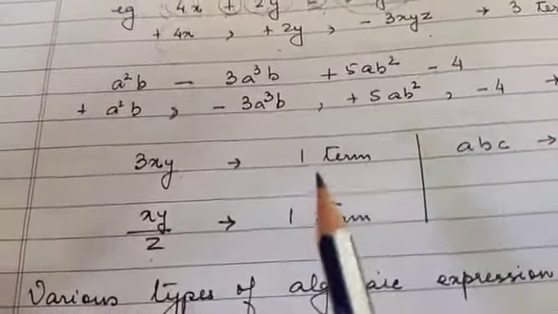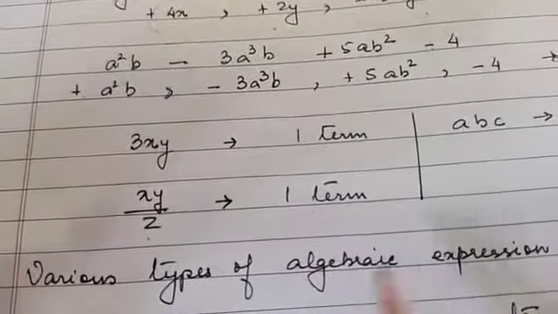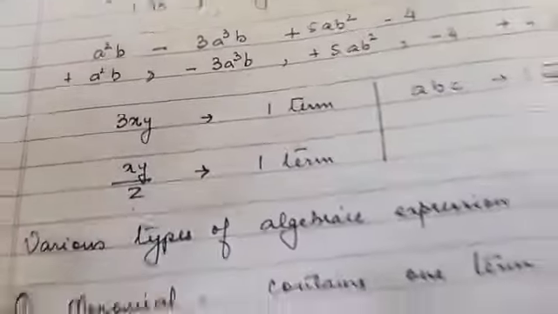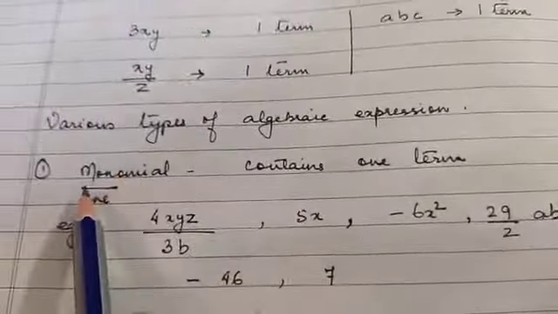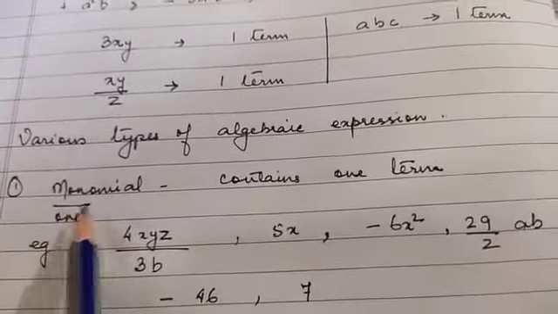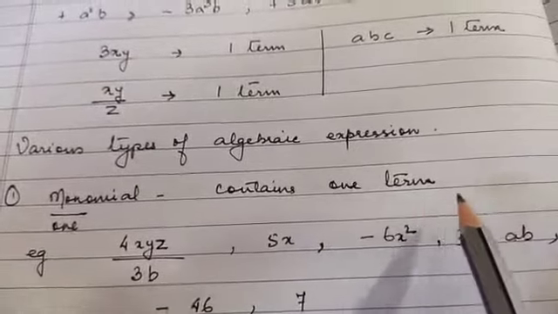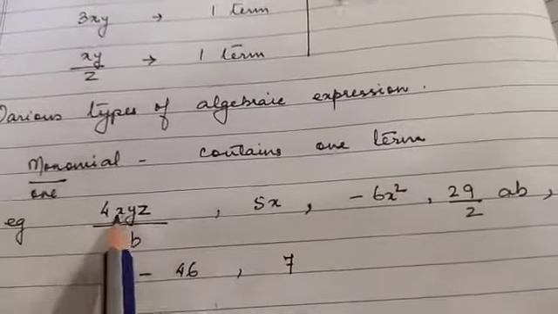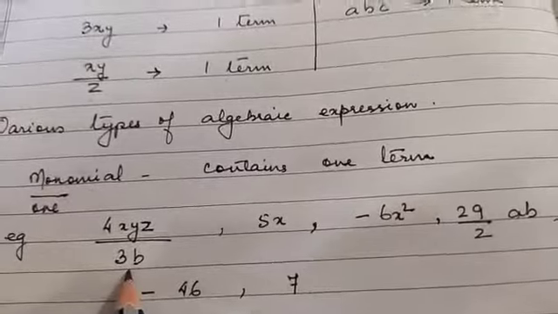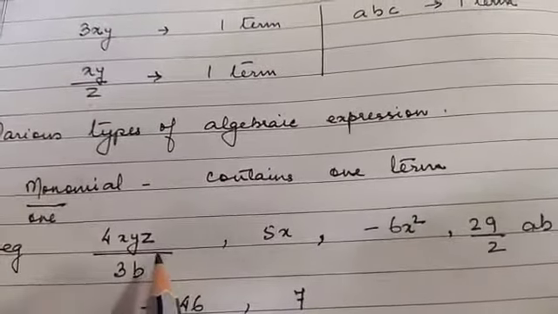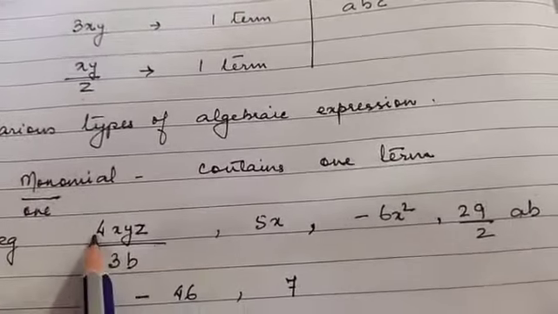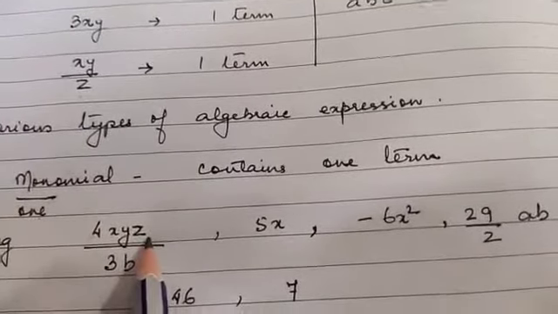Depending upon the number of terms of an expression, an algebraic expression is divided into monomial, binomial, trinomial and multinomial. Okay, now what is a monomial? Mono means one. That means a monomial expression contains only one term. For example, 4xyz by 3b is a single term. So, it is one term, no plus sign, no minus sign over here.